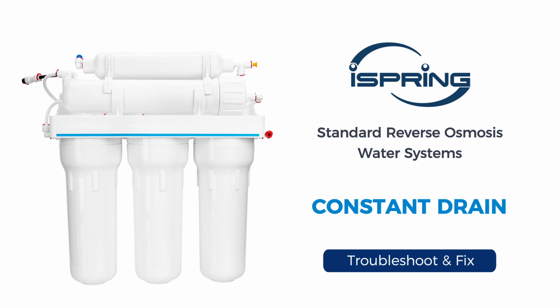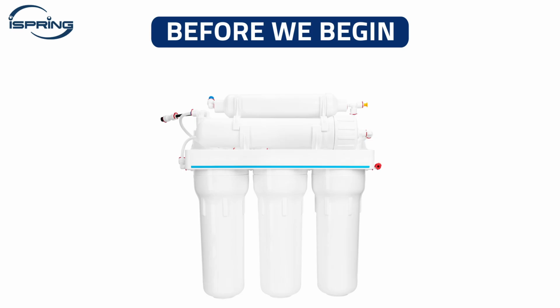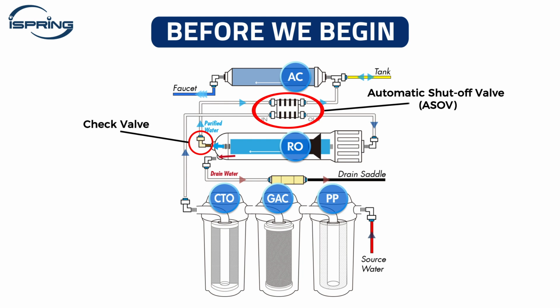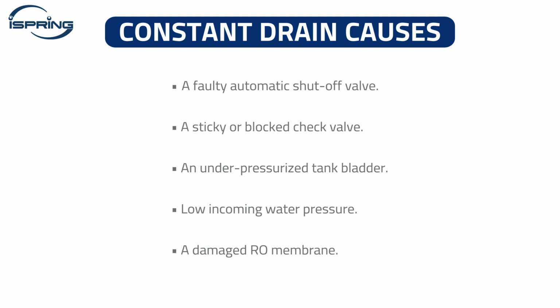Fix constant drain on a standard RO water system. In a standard reverse osmosis water filtration system, water flows through various components, including an automatic shutoff valve and a check valve. These valves control the water flow and shut off the system when the storage tank is full. However, a constant drain issue can occur due to several factors, such as a faulty automatic shutoff valve, a sticky or blocked check valve, an under-pressurized tank bladder, low incoming water pressure, or a damaged RO membrane.